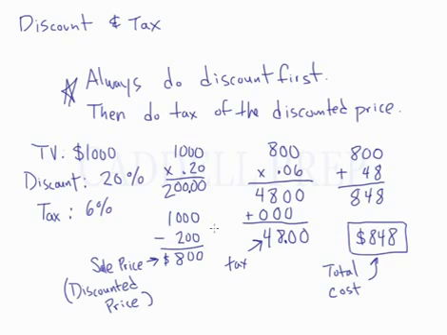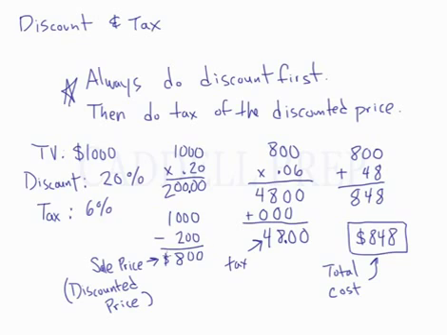So let's just recap quickly. The TV was originally $1,000. It was on sale with a discount of 20%, and there's 6% sales tax. So we find what the discount is. So 1,000 times 20%, 200. That's the amount of discount we're getting. So if it was $1,000 and we're taking 200 off, that means the sale price is 800.